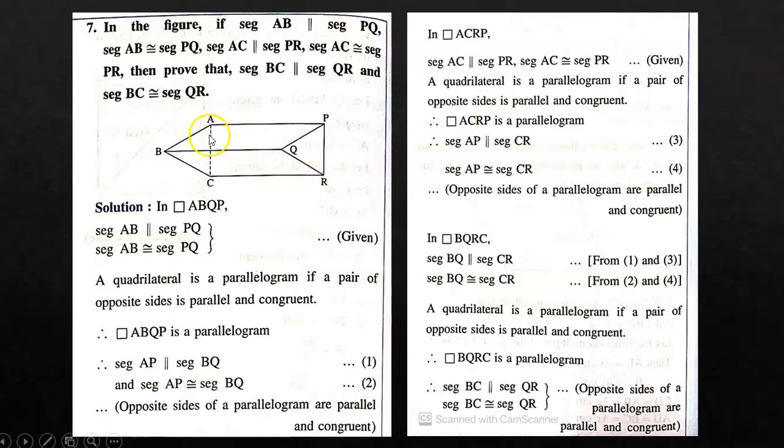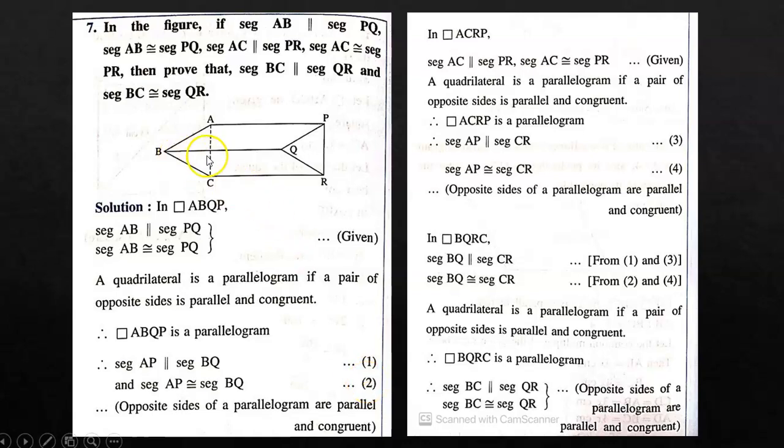And we know that when a pair of opposite sides is parallel and congruent, then that particular quadrilateral is a parallelogram. So I can say that quadrilateral ABQP is a parallelogram. If this quadrilateral ABQP is a parallelogram, that means the other pair is also parallel and congruent. So segment AP is parallel to segment BQ and segment AP is also congruent to segment BQ. This I'm going to name as statement 1 and 2.